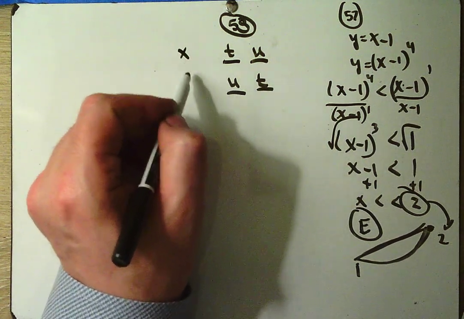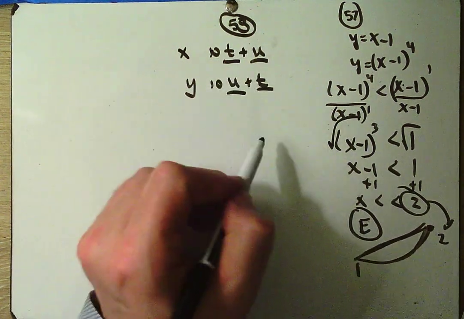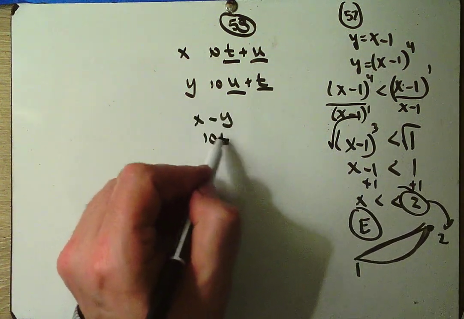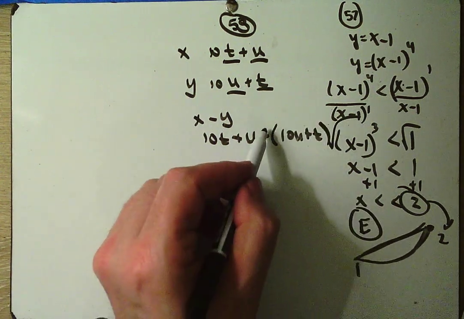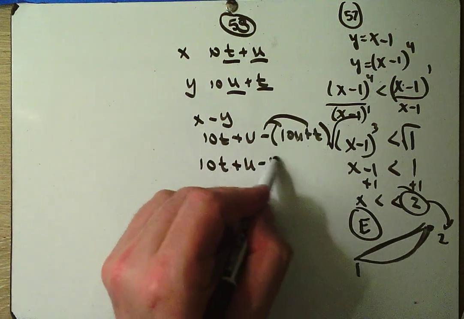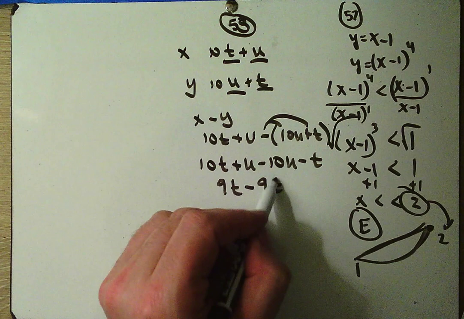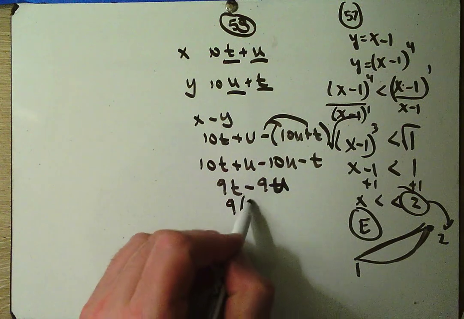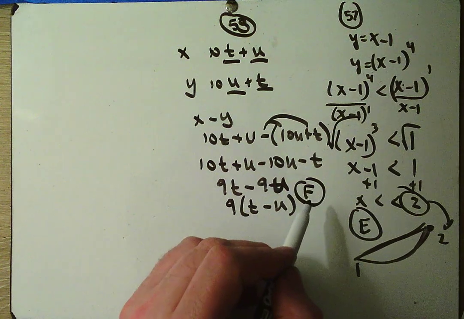So this is x, 10 times this plus this. And y is 10 times this plus that. And we want to know what x minus y is. Well, that's 10t plus u minus (10u plus t). Don't forget to distribute that negative. I'll have 10t plus u minus 10u minus t, or 9t minus 9u. 9t minus 9u I don't see, but if I factor a 9 out of each of these, I see my answer is choice F. Choice F for number 58.